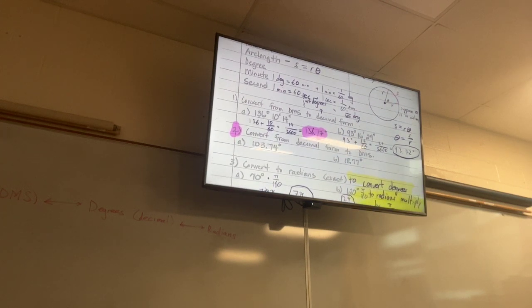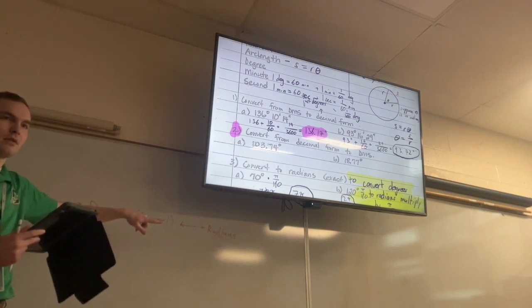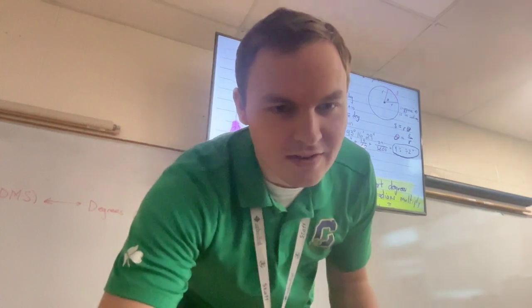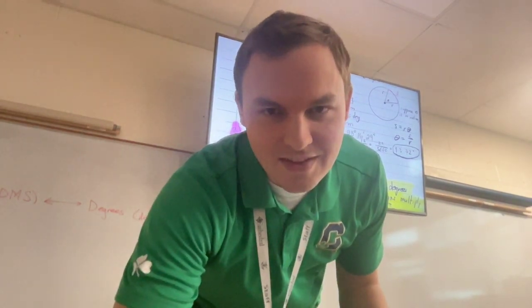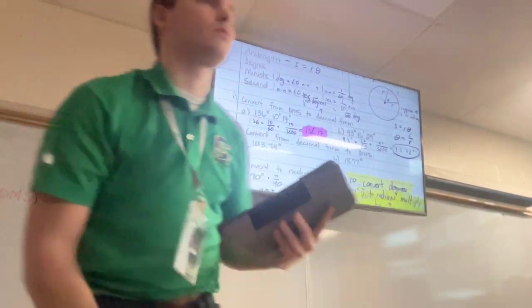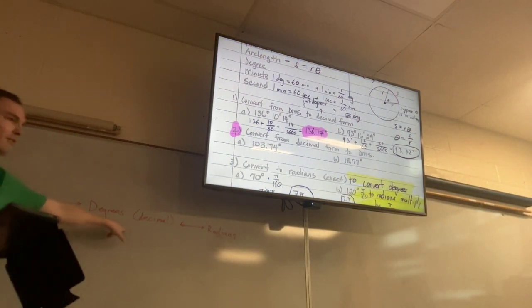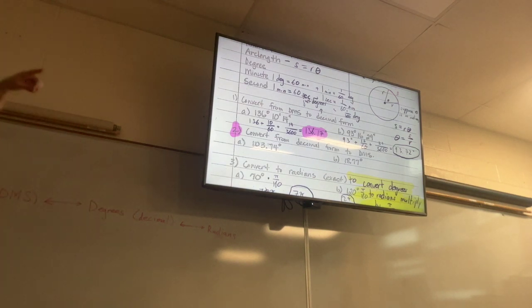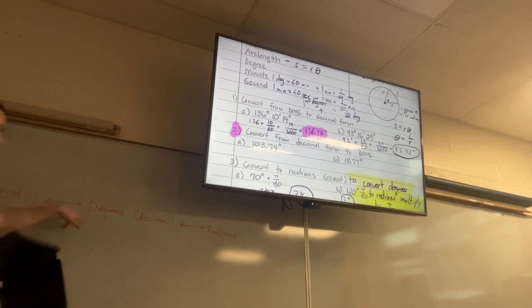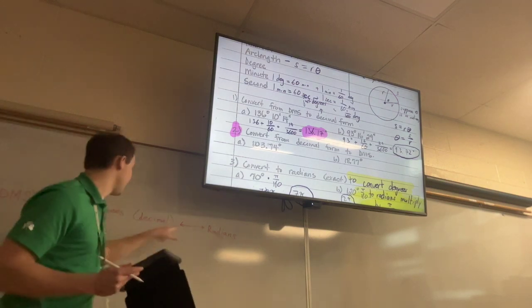One thing we talked about yesterday was how to go from degrees, minutes, seconds to regular old degrees. We talked about going from degrees, minutes, seconds to decimal: you just do the degrees plus however many minutes over 60 plus however many seconds over 3,600. That's how to go from degrees, minutes, seconds to decimal degrees. We also talked about how to go between decimal degrees and radians.